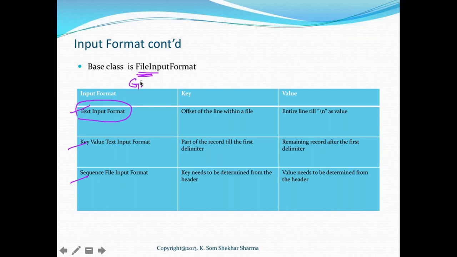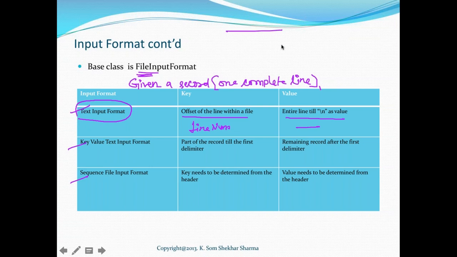Now, what does this TextInputFormat give us? Given a record, and what is a record? One complete line. That record will be converted to a key value pair, with the key as the offset of the line and the value as the entire line, till the newline character. If you remember, our earlier assumption was that instead of offset, I was telling you the line number, and the entire line as a value. So this is your entire record. TextInputFormat takes one record, that's one line, and gives us the key as the line number, or offset you can say, and the value as the entire line.